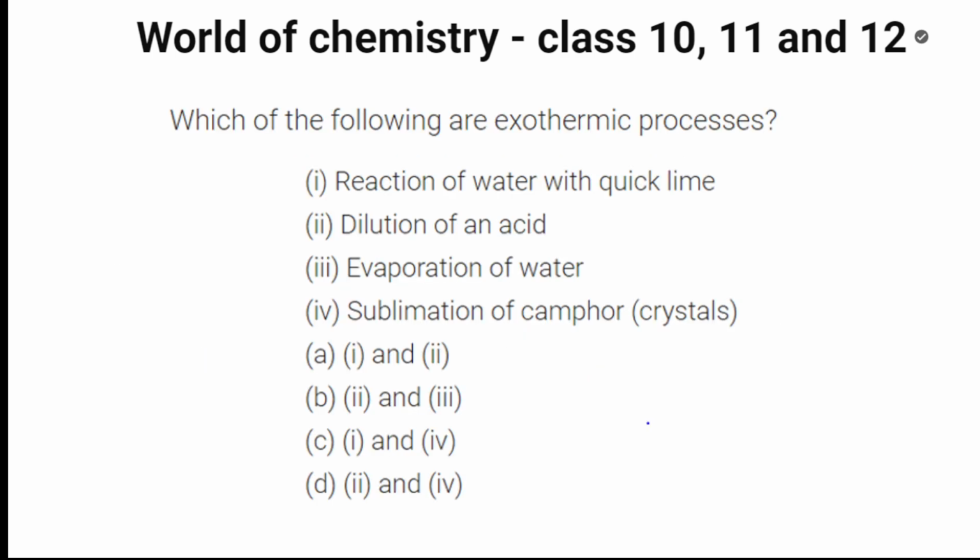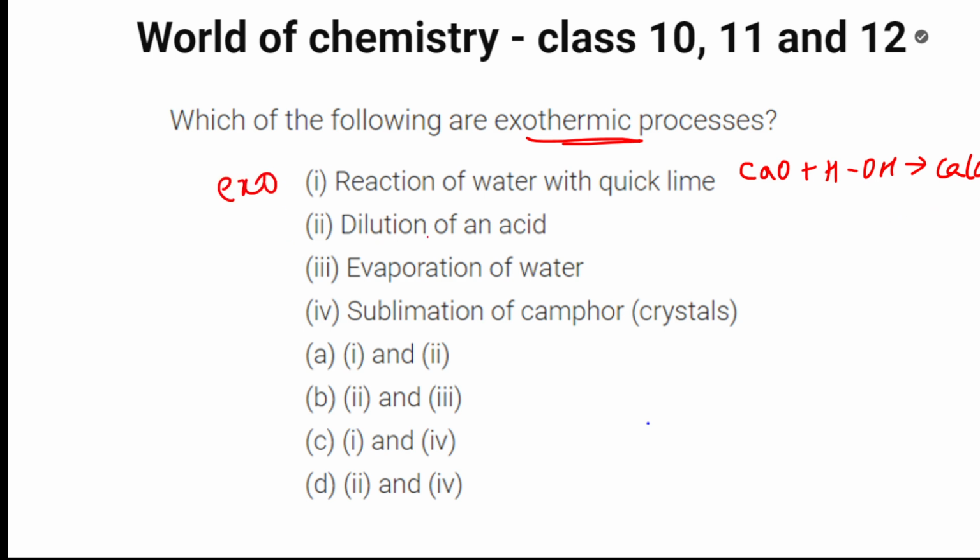You can note it. Now using that one, let us solve this question. Which of the following are exothermic process? Okay. Now first of all, observe carefully, students. What are exothermic process? They're asking you. First of all, reaction of water with quicklime. Okay. Now you tell me, reaction of water with quicklime. Can we just write water with quicklime? Quicklime plus water gives me calcium hydroxide. Yes, it is an exothermic reaction. I said yes. This is exo.